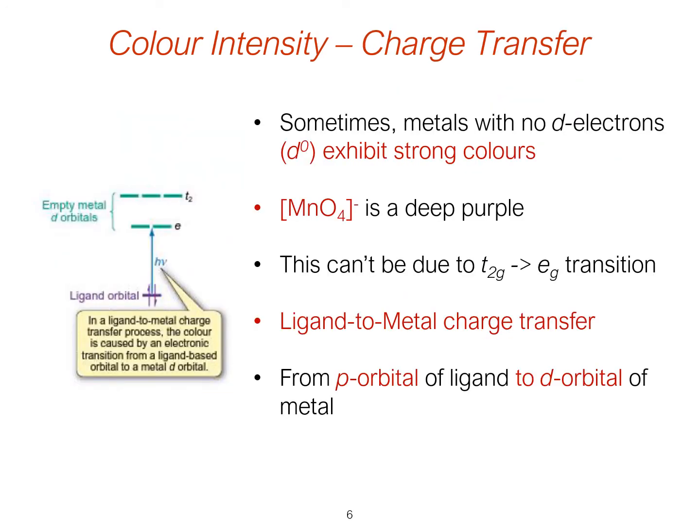Well, this is actually the final thing to know, and that's called charge transfer. So sometimes metals with no d electrons, d0, such as the manganese tetraoxide we've just seen, exhibit really strong colours. The manganese tetraoxide we saw is a really deep purple. It can't be due to a t2g to eg transition because there are no electrons to make this transition. So what it actually is, is called a ligand to metal charge transfer.